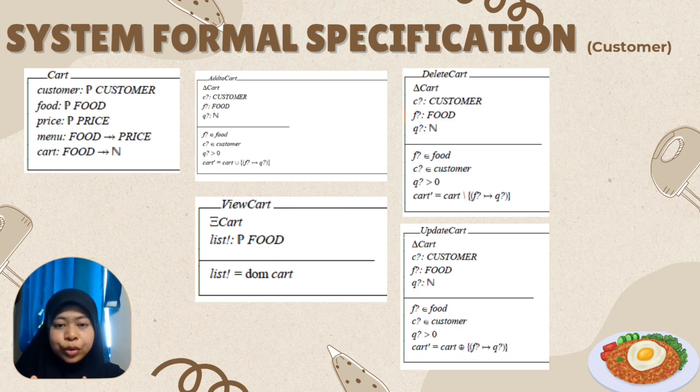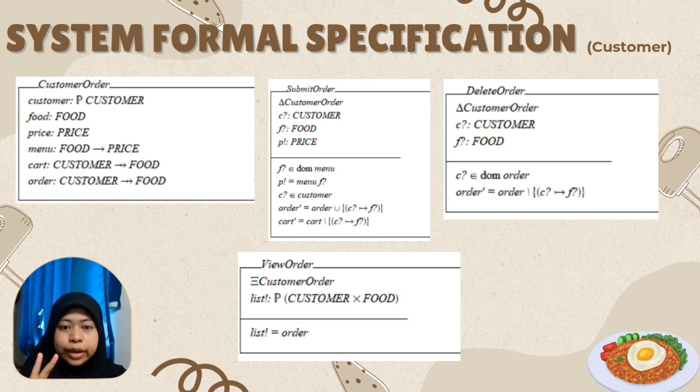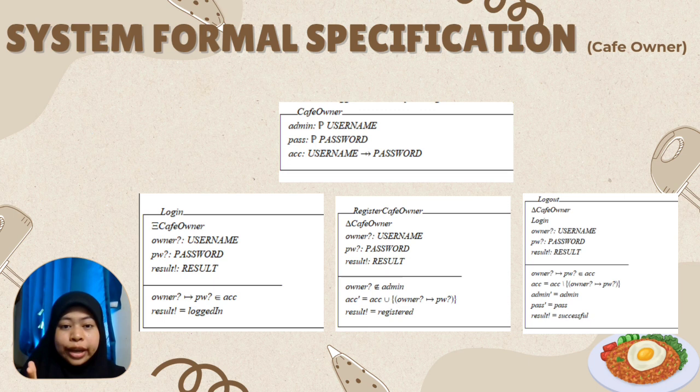Next is the cart module defined in the Cart schema. There are 4 operation schemas in the cart module. The first one is AddToCart, where customer can add the food item into their cart only if the menu exists. The second one is the UpdateCart schema, where customer will be allowed to modify the quantity of the food in their cart. The third schema is DeleteCart, where customer can remove an item that they no longer want. And the last one is the ViewCart schema, where customer can view the current content of the cart.